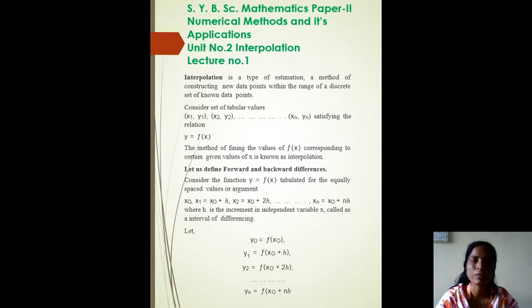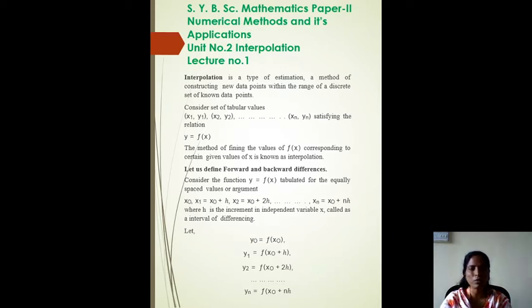Let us see what is meant by interpolation. So interpolation is a type of estimation, a method of constructing new data points within the range of a discrete set of known data points. So recall again, interpolation is a type of estimation, the method of constructing new data points within the range of given discrete set of known data points.